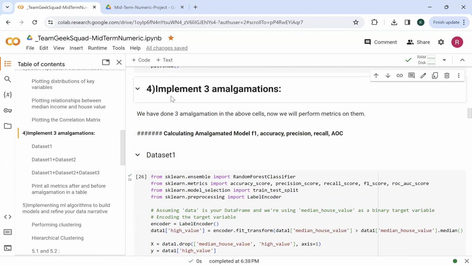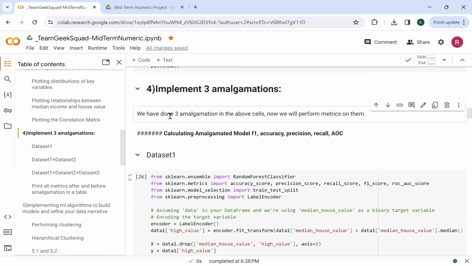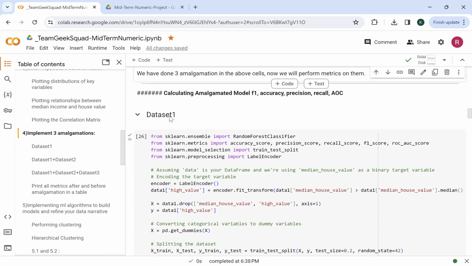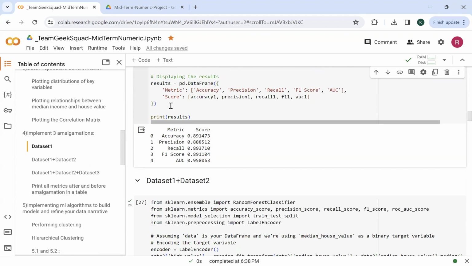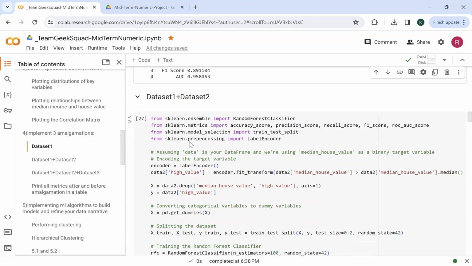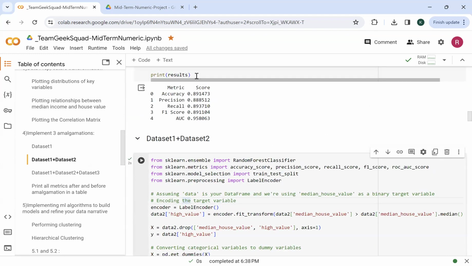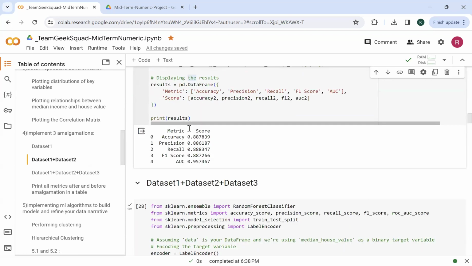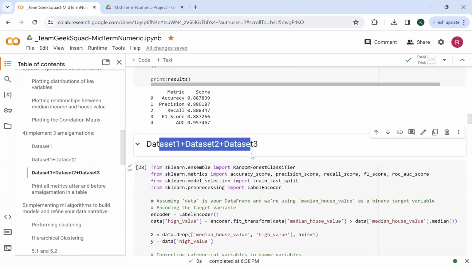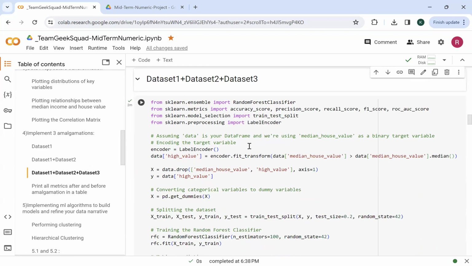And coming to this, here we have amalgamated the datasets in the previous cells. Now let's work on it. Let's apply all the metrics on the amalgamated data. First, we'll take dataset 1 and we have performed the metrics such as accuracy, precision, recall, F1 score, and we have printed that in the form of a table. And same with datasets 1 and 2, and same with datasets 1, 2, 3, like the amalgamated one.